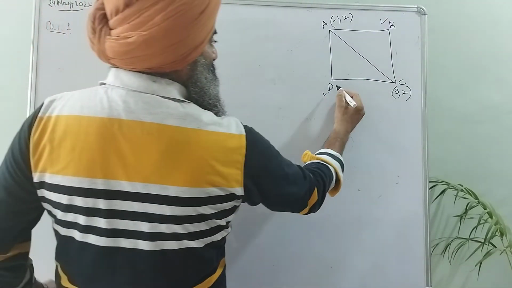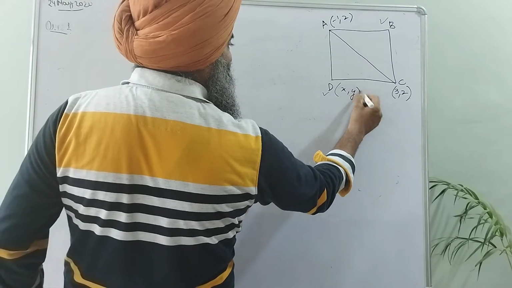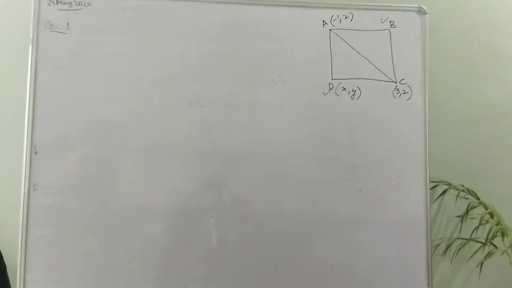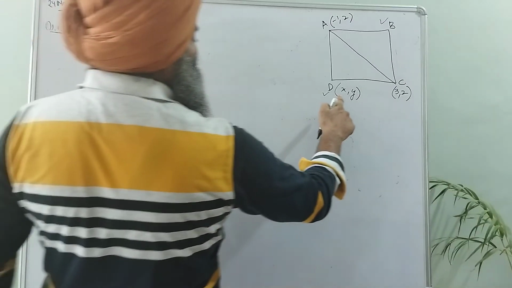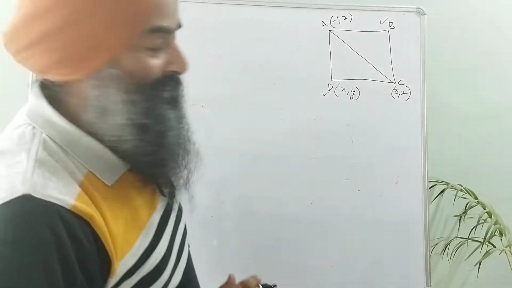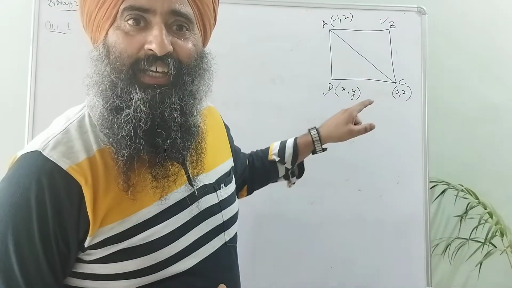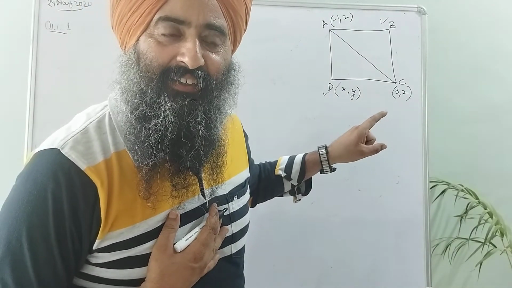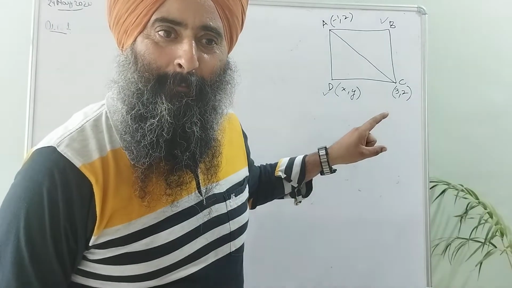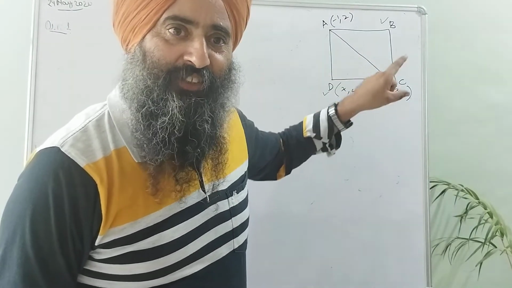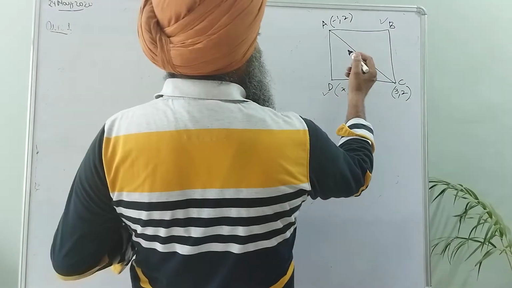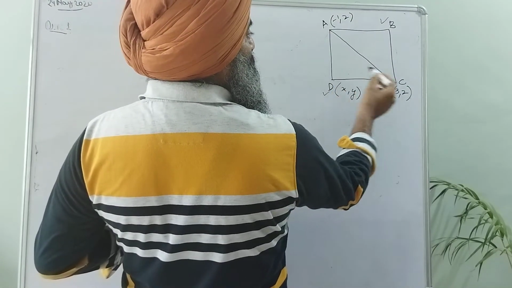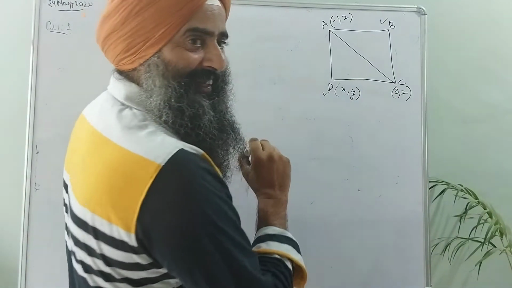So what you can do? You imagine this is X and Y. Alright students, so how we can do it? Any student can suggest? All the sides of square are? Come on students. Square has all the four sides same. So that means AD will be equal to CD, right?